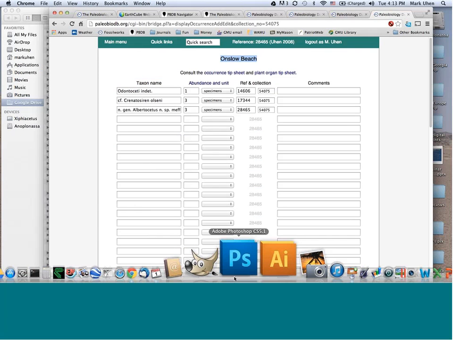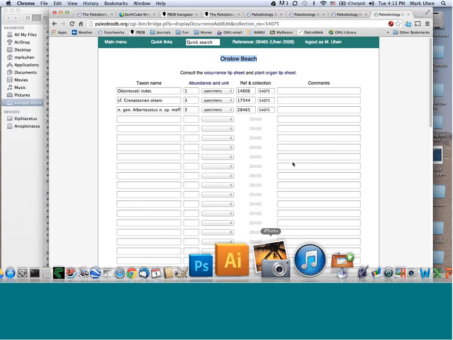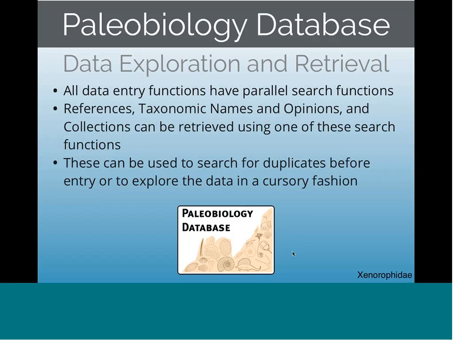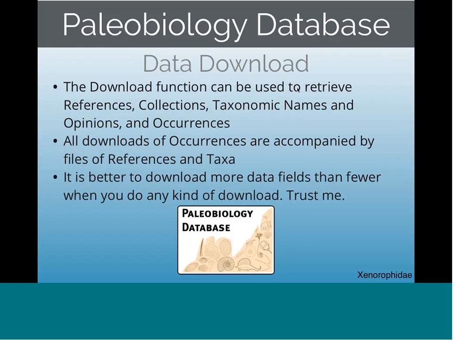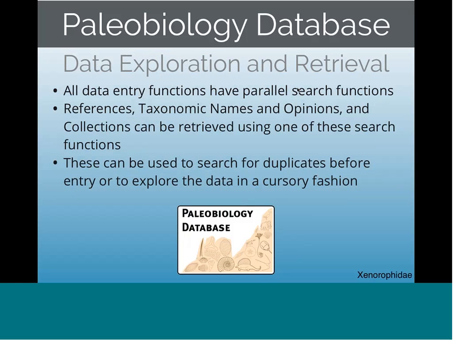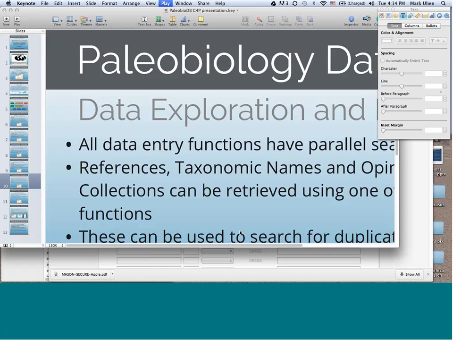Now, that's how most of the data is entered, and you can also explore it and retrieve it in a bunch of different ways. So all the things I just showed you actually use these search functions to find stuff that was already in there. So we looked at the data entry screens, but actually used the search functions to find them. And all these information types can be retrieved by using one of these search functions. So I can even go find, let's go look at all the data associated with this family. So I can search for collections of that family.